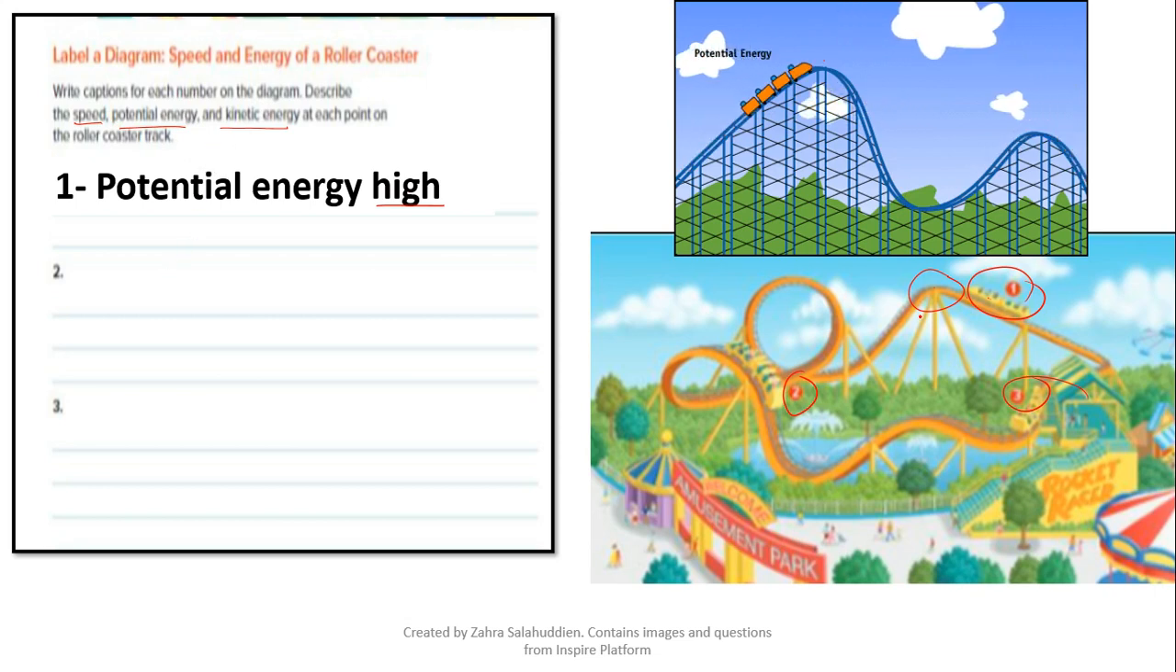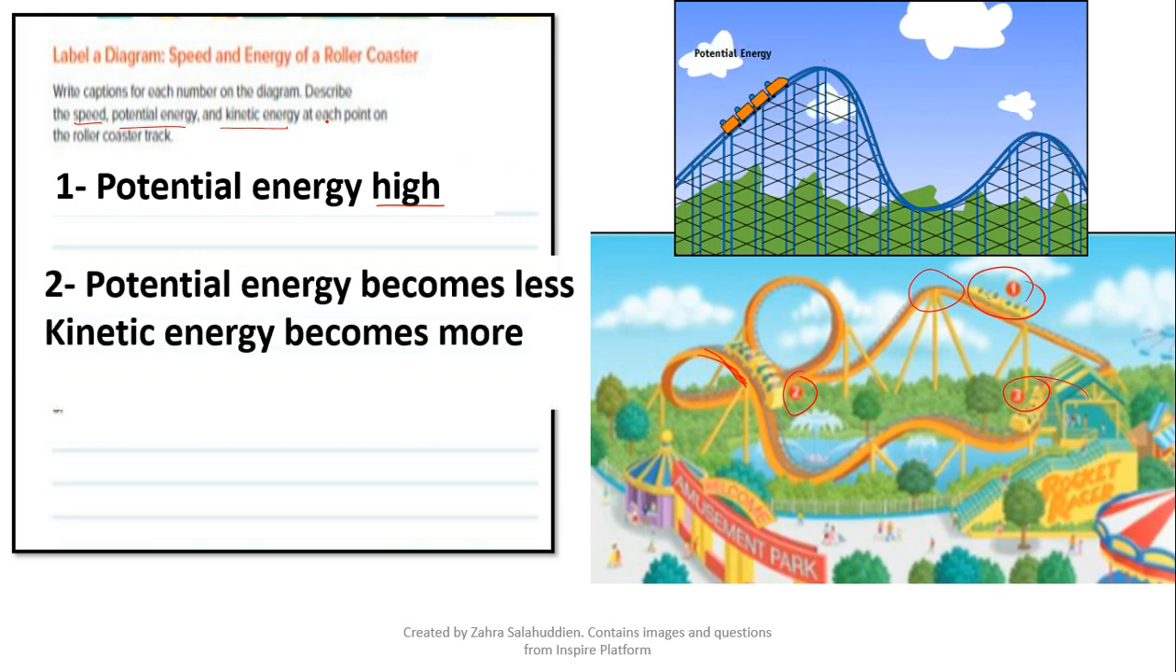At point number 2, it has started moving, but it is still high over here and moving. So its potential energy, it has it, but it has become less. And its moving energy, the kinetic energy, has become more. So you will again write potential energy, but you will say becomes less. Then you will add the second word, kinetic energy, becomes more.